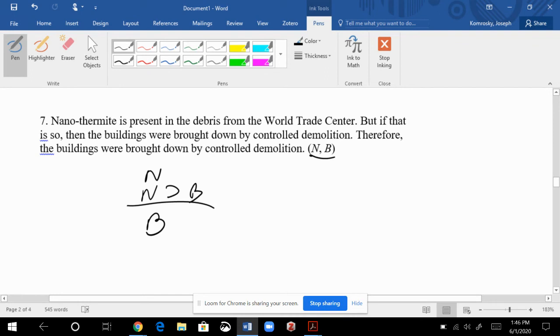Now, some of you can see the form right away and some of you can't. This happens to be a modus ponens. So something else is going on. You might say, yeah, but Joseph, when I see a modus ponens, I see it like this.